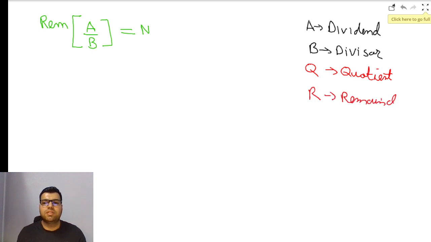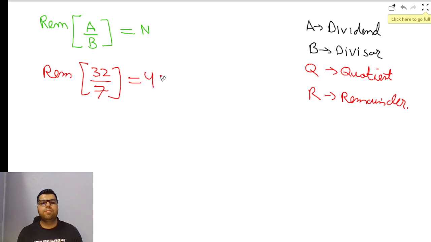So this is the representation. What does this mean? Say, remainder of 32 with 7. What is the remainder of 32 with 7? 7 into 4 is 28, so the remainder is 4. Here the dividend A is 32, the divisor B is 7, the quotient is 4, and the remainder is also 4. Simple. Very intuitive representation: remainder of 32 with 7 is 4.